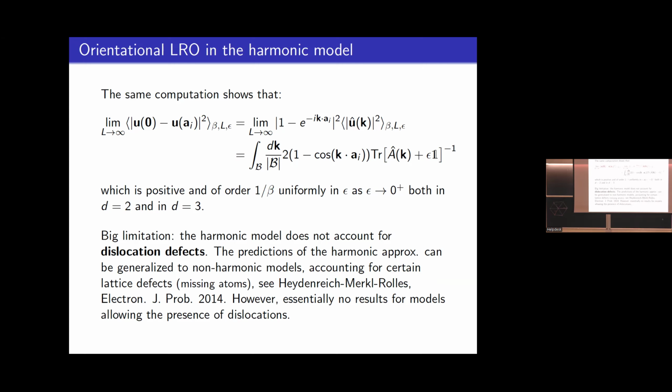As I already started to mention, a big limitation of the harmonic model is that it doesn't account for dislocation defects. So for instance, defects in which one particle has 5 or 7 nearest neighbors in 2 dimensions rather than 6.